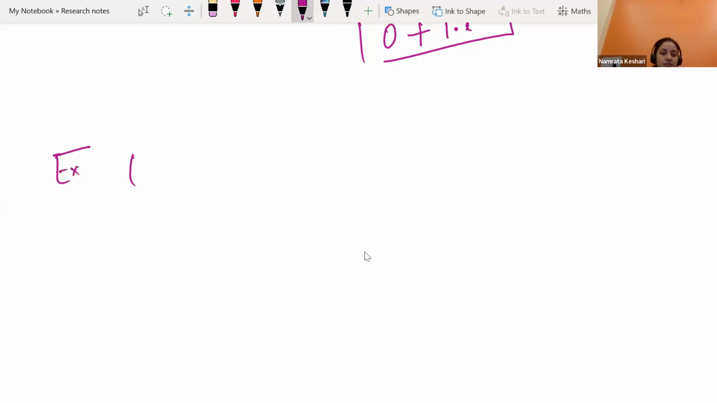Express 5 minus 3i whole cube in the form of a plus ib. Let's do it.